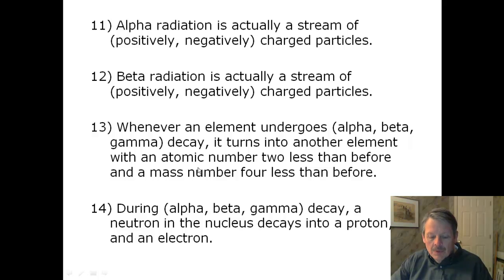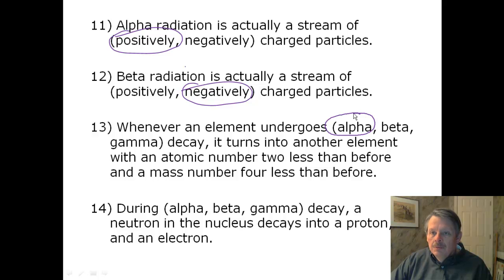All right, number 11. Alpha radiation is a stream of helium nuclei, which means they're positively charged because it's protons. Beta radiation is a high-speed electron, so it's negatively charged. And whenever an element undergoes decay and turns into another element with an atomic number 2 less, that has to be an alpha particle. And during what type of decay does a neutron decay into a proton and an electron? Well, that is beta decay. We talked about that. That's kind of a goofy one.